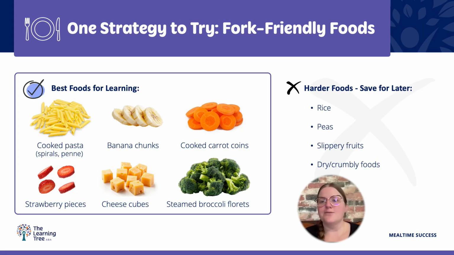One strategy to try is fork-friendly foods. Some of the best foods for learning to use your fork are going to be cooked pasta, particularly spirals and penne, banana chunks, cooked carrot coins, some strawberry pieces, cheese cubes, and steamed broccoli florets. Some harder foods that we can save for later are rice, peas, slippery fruits, maybe foods that are dry and crumbly. When we're practicing these independent fork skills, we want to set the child up for success. We can save those harder foods for once we're seeing a little bit more independence.